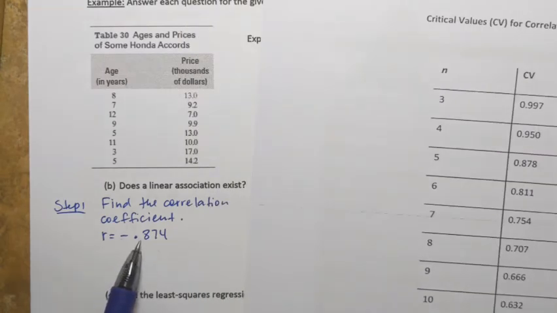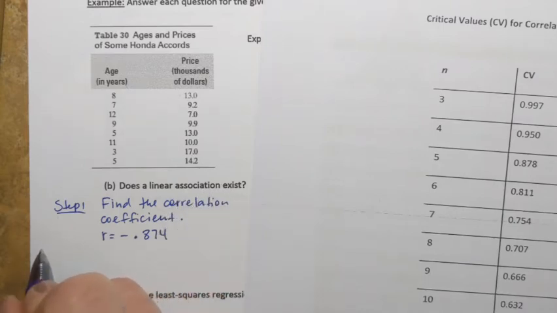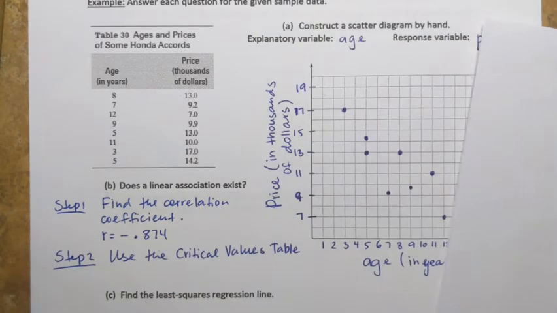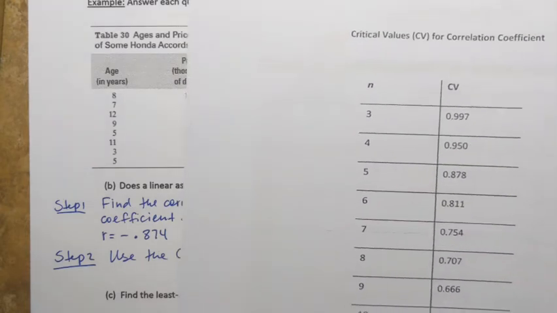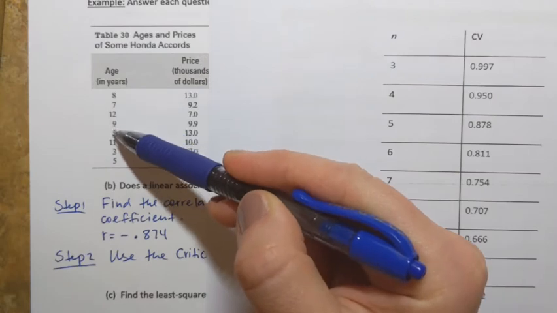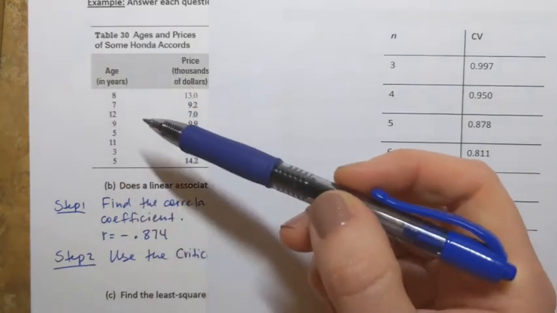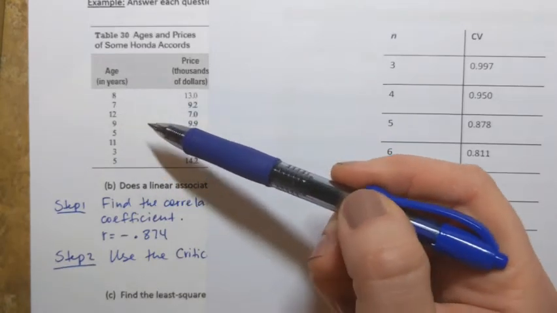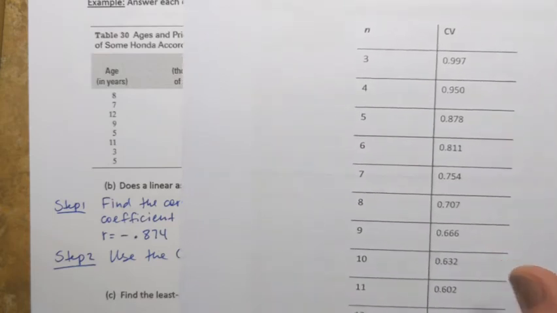And now in step 2, we're going to use the critical values for correlation coefficient table to determine whether this correlation coefficient indicates the existence of linear association or not. Okay, so step 2, use the critical values table. For that table, we need to first look up the corresponding sample size. So we have 1, 2, 3, 4, 5, 6, 7, 8. We have 8 values entered for each variable in our data set. So we're going to look up sample size 8.